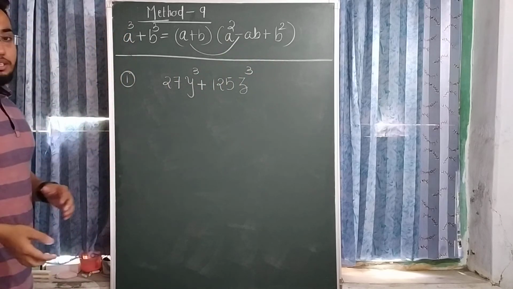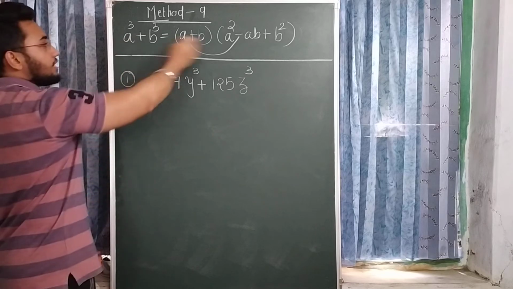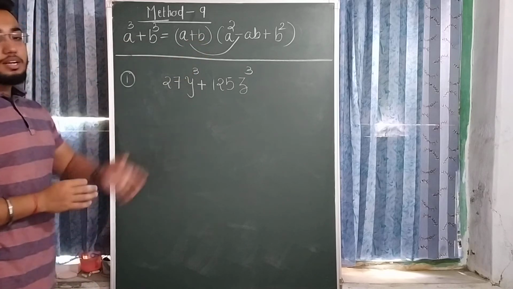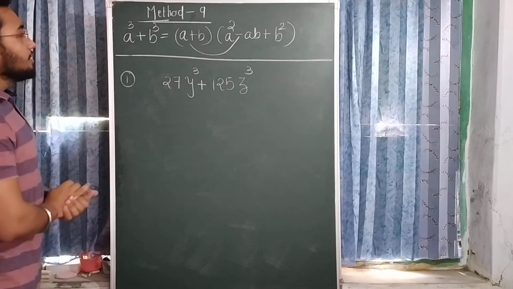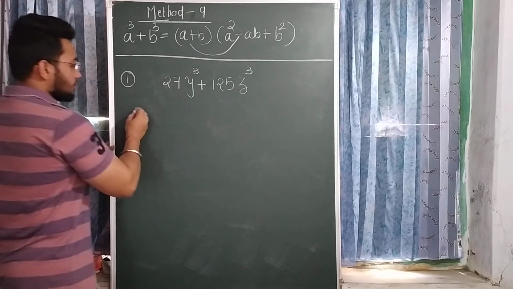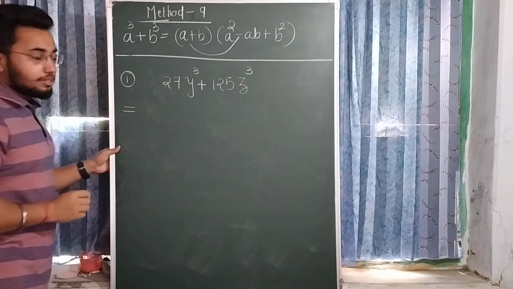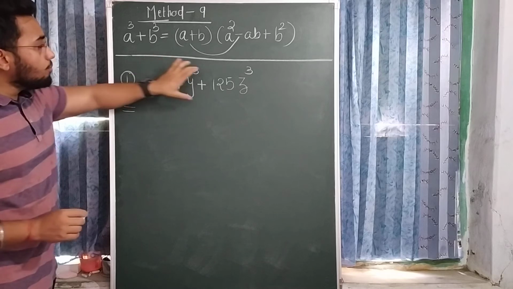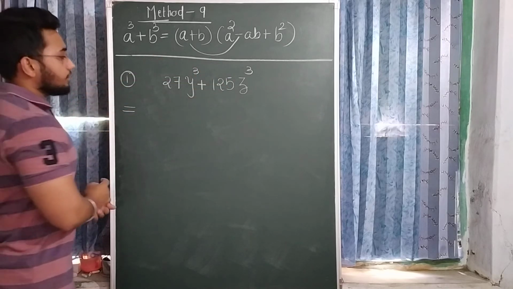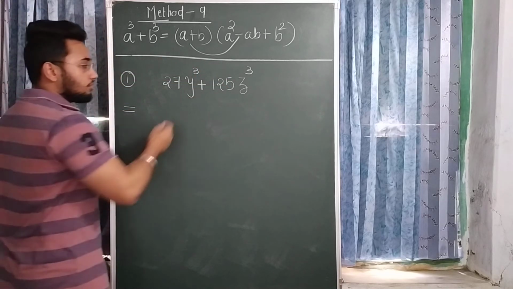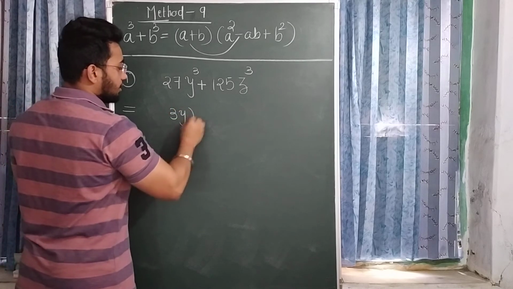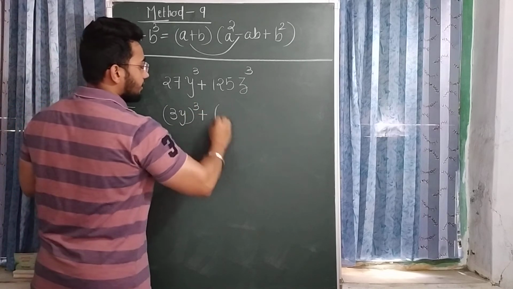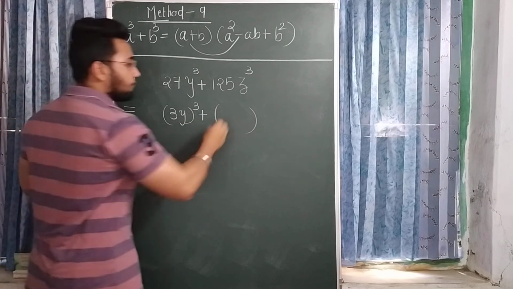In the next method, in method number 10, we have to verify this. We have to prove this in the next method. But in this method, we have to just apply it. Okay, so now you see this is in the form of a cube plus b cube. Which number's cube is 27? You know that 3. Okay, and this is a cube of 5.